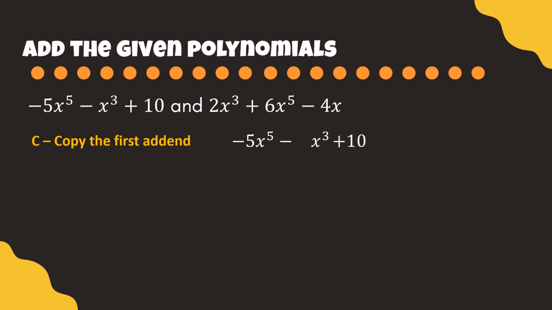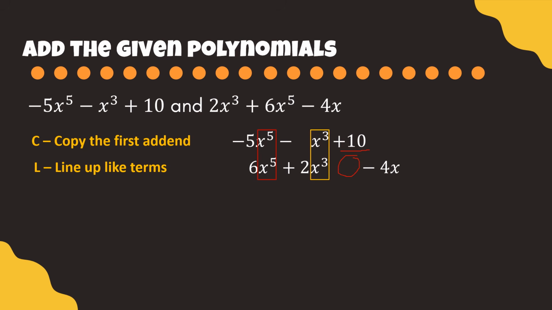First, copy the first addend. Next, line up like terms. This is the proper lining up of terms. X raised to 5 must go along with x raised to 5. X cubed must also be with x cubed. Now, if you can see, plus 10, there is no term under it because it has no like terms. And so with the negative 4x, it was set aside because it has no like terms.